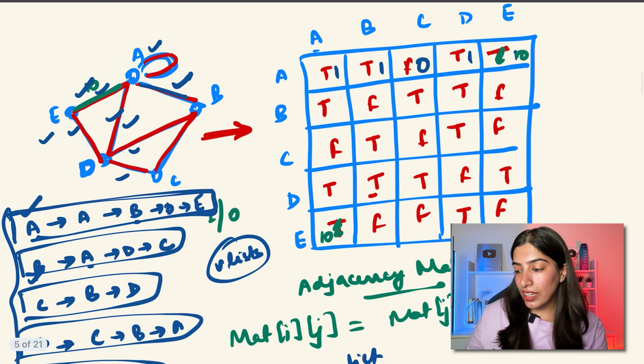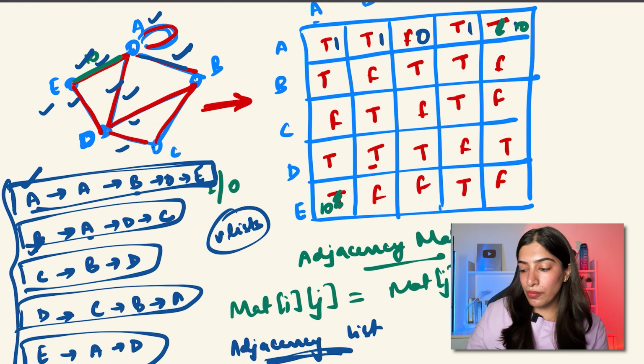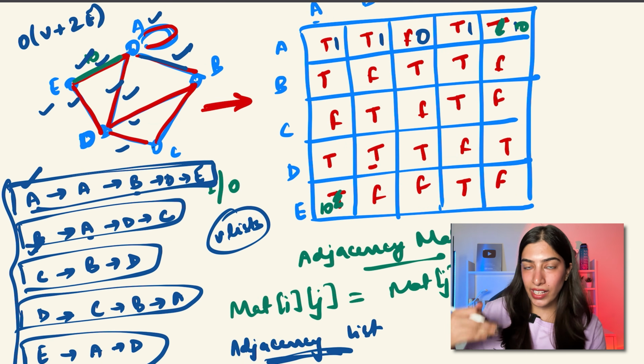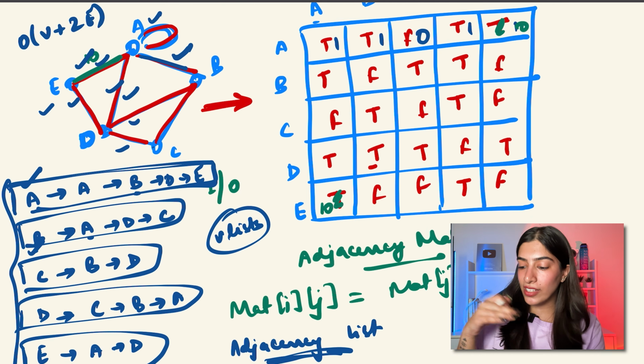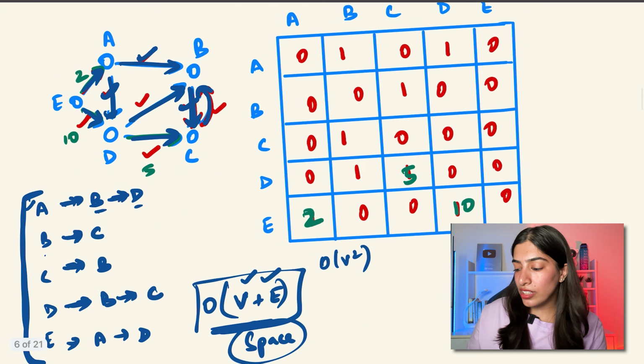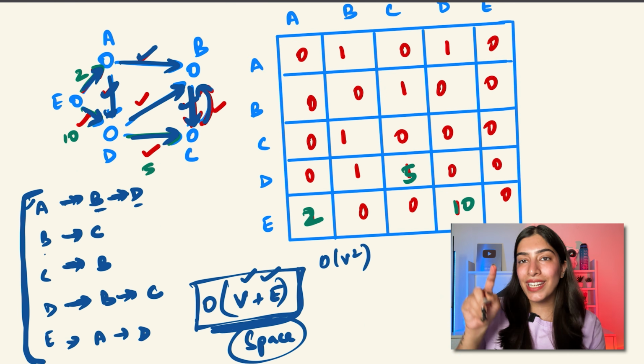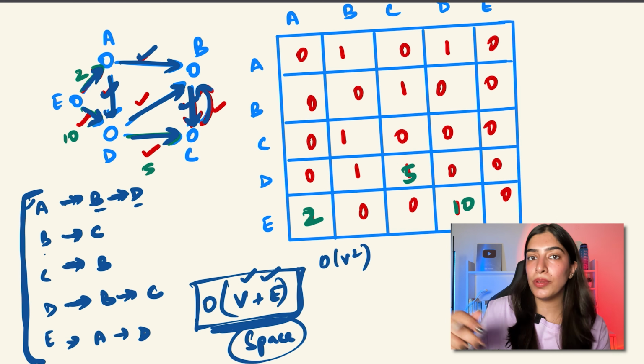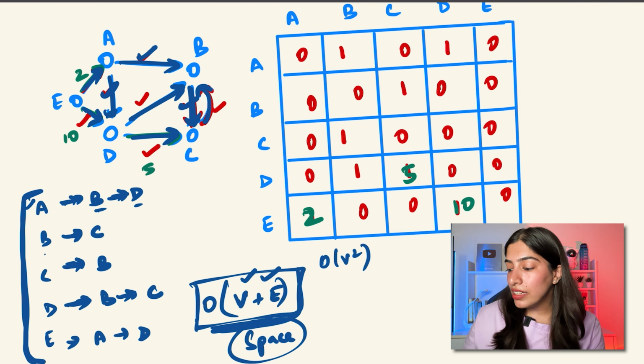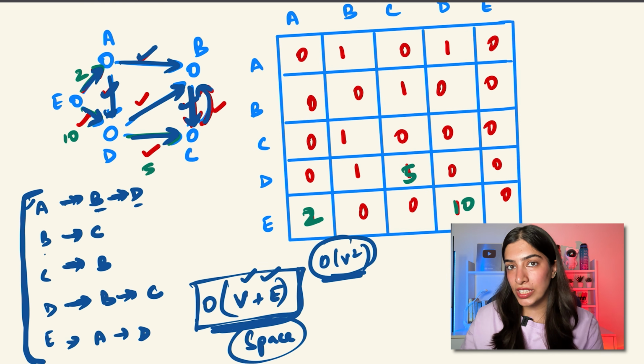In an undirected graph, the number of connections will be order of V plus 2E because it is bidirectional, right? If you consider E to be the number of edges in both directions, then it becomes order of V plus E. So in general, people say order of V plus E is the space complexity. But in undirected, because it is bidirectional, it becomes order of V plus 2E. In the adjacency matrix, the space complexity was order of V square.